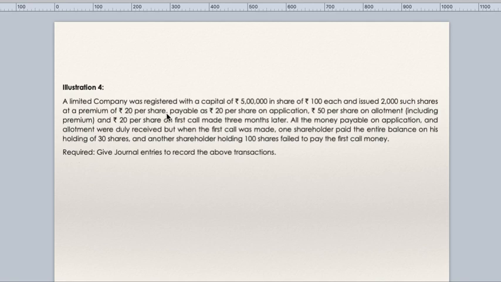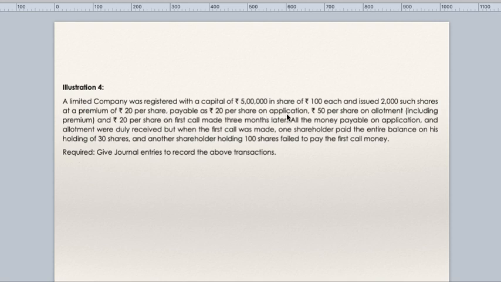The company issued 2,000 such shares at a premium of 20 per share. So the company has issued 2,000 shares out of 5,000 shares, and these shares are issued at a premium. While passing journal entries, you have to take into consideration 2,000 shares, which is the issued capital. Shares are issued at 20 rupees premium.